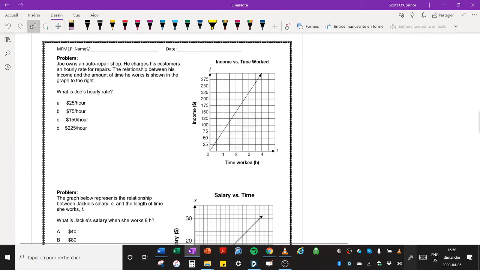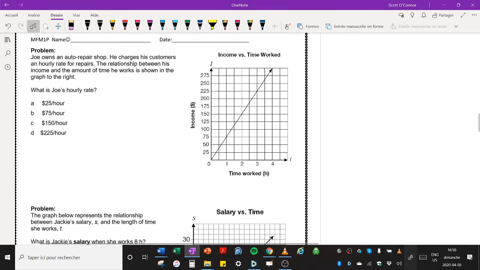All right, let's look at this example here. Joe owns an auto repair shop. He charges his customers an hourly rate for repairs. The relationship between his income and the amount of time he works is shown in the graph to the right. What is Joe's hourly rate? Well, you can look here. If you find this point right here, this means Joe worked 1 hour and he got paid $75 an hour. Therefore, the answer is B.